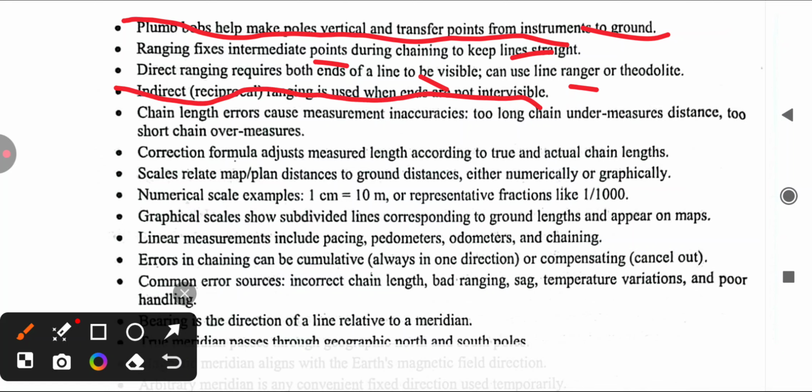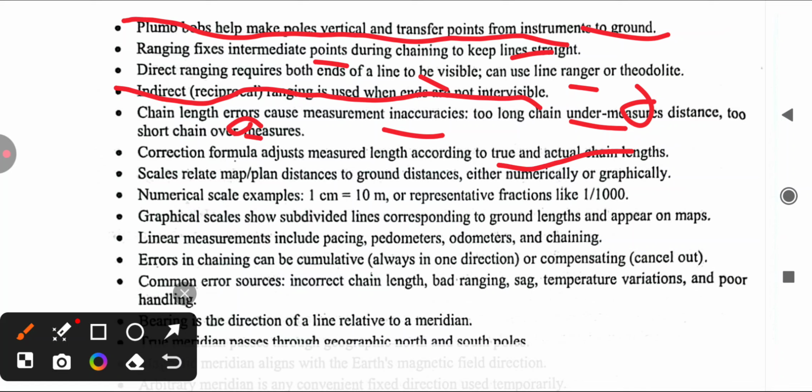Chain length errors cause inaccurate measurement. A too long chain under-measures distance, while a short chain over-measures. The correction formula adjusts measured length according to the true and actual chain length.